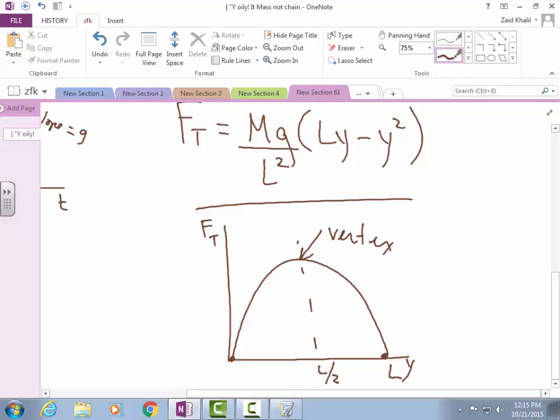I would like to point out something as well. What's the tension in the chain when it's falling? When all of it's falling? 0 is correct. It's in free fall. Pretty awesome problem.